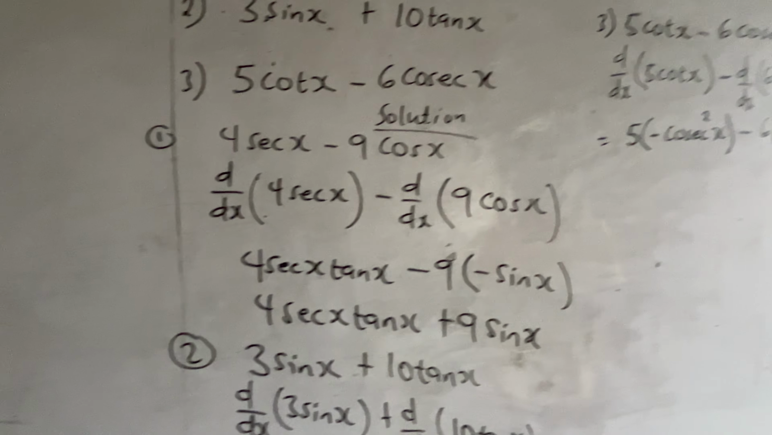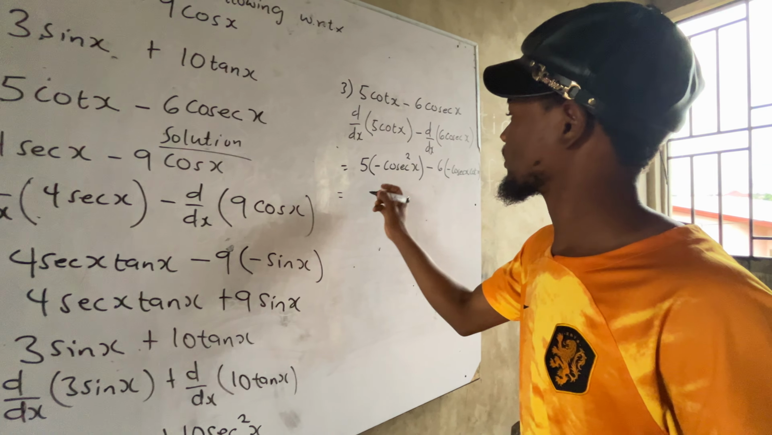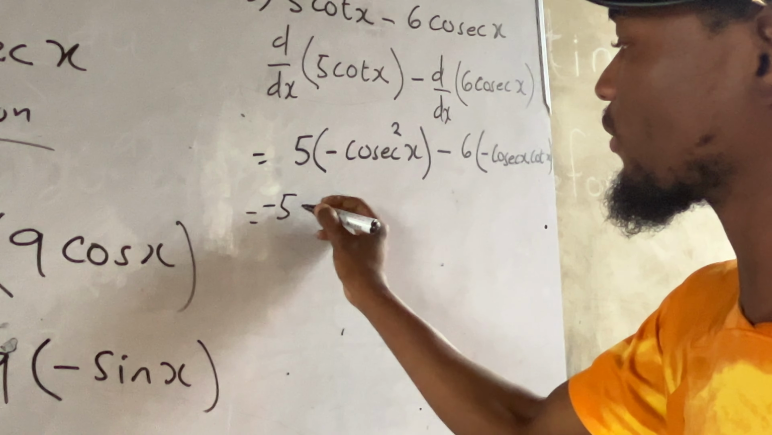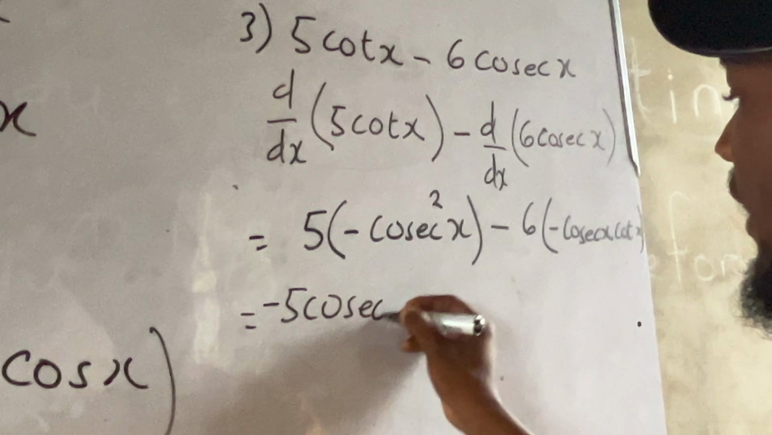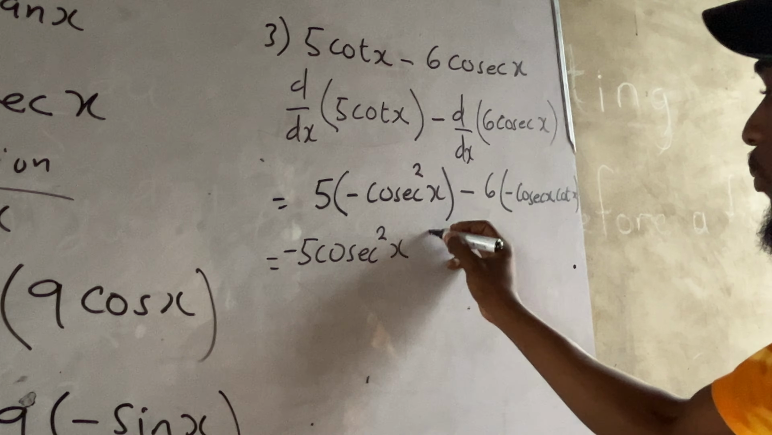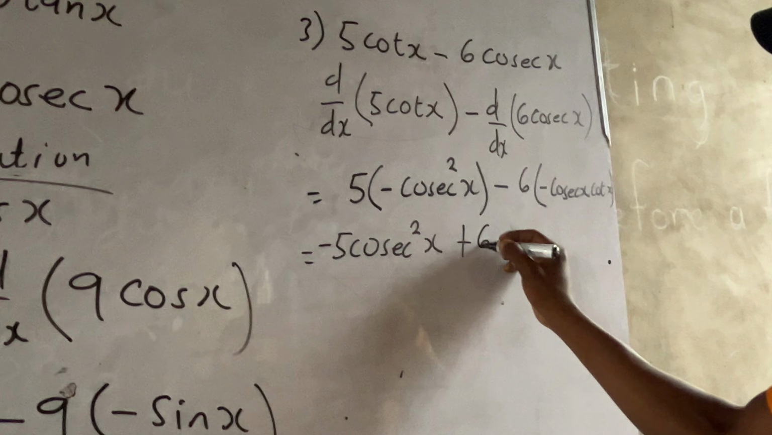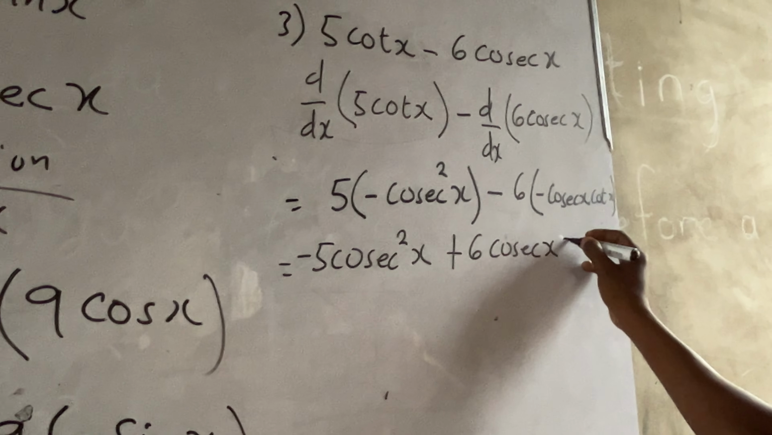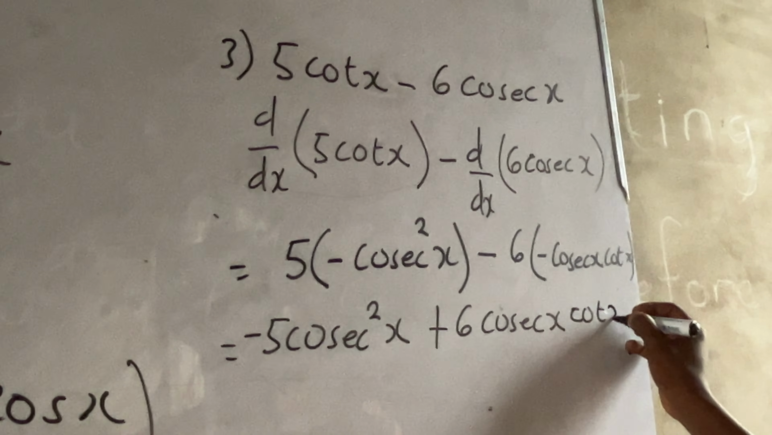As simple as that. So class, negative times 5, I have negative 5 cosec squared x, then negative and negative, you have positive 6 cosec x cot x.